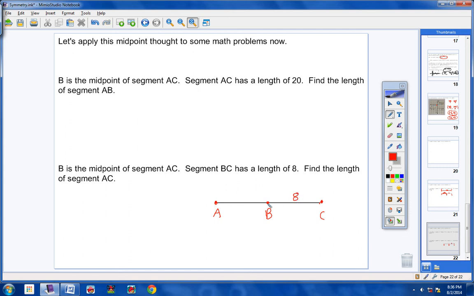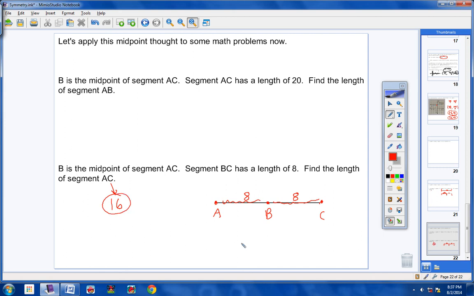Now hold it. If B is truly in the middle and BC is 8, then from A to B, that segment must also have a length of what? 8. So they're asking us to find the length of AC. So from here to here is 8. From here to here is 8. So the entire segment AC must have a length of what? 8 plus 8 is 16. Pretty simple, okay? All right, there we go.